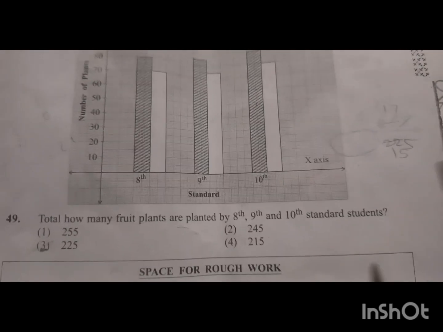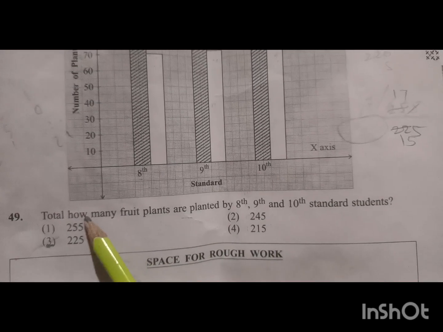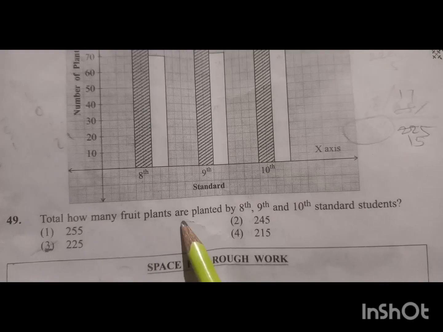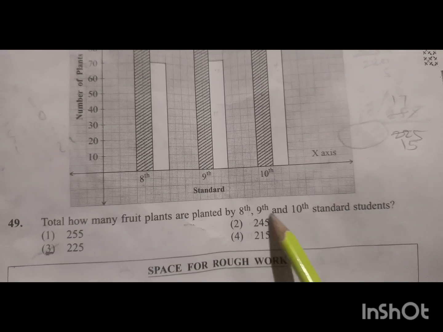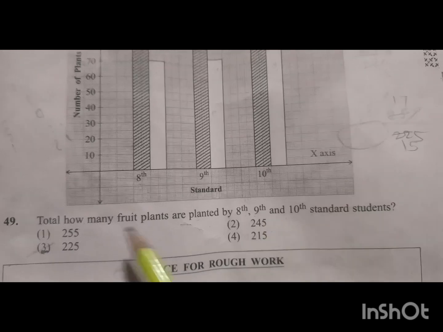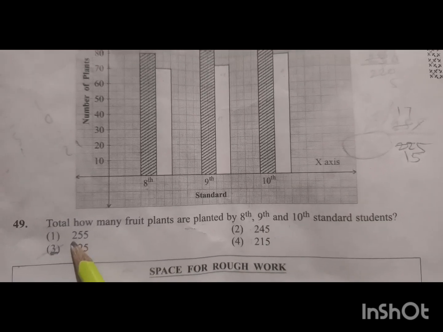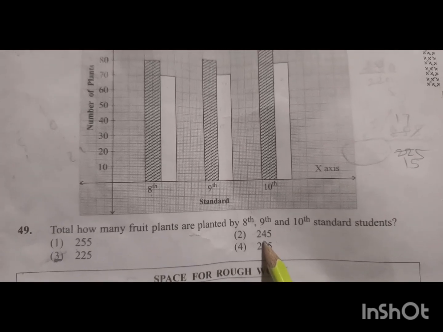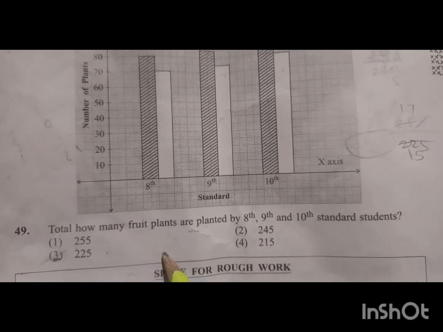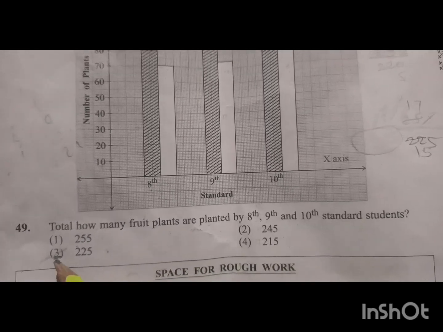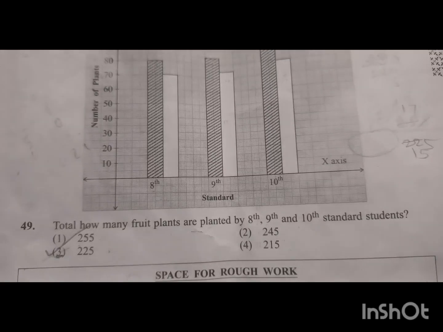Now question number 49 and 50 is based on the given graph. From that, question number 49, total how many fruit plants are planted by 8, 9 and 10 standard students? Option number 1 is 225, option number 2 245, option number 3 225, option number 4 215. Option number 3 is the correct answer.